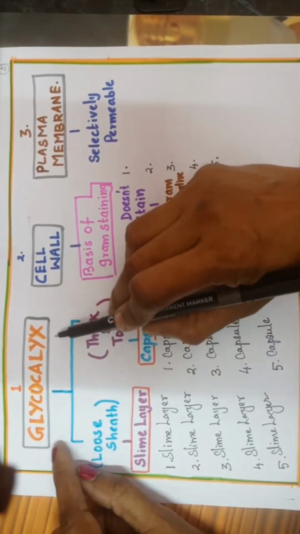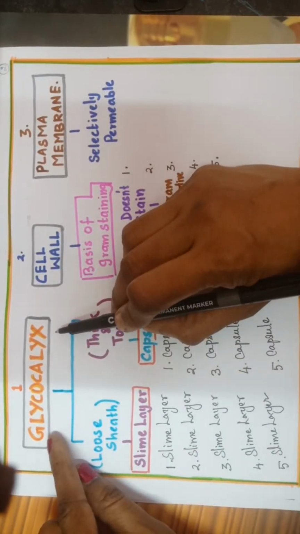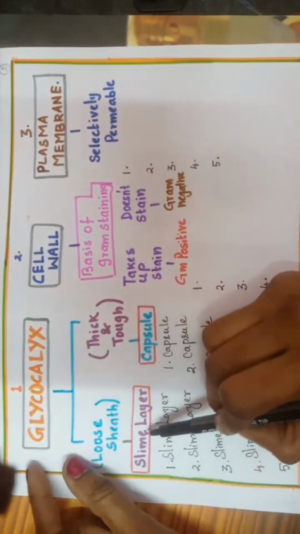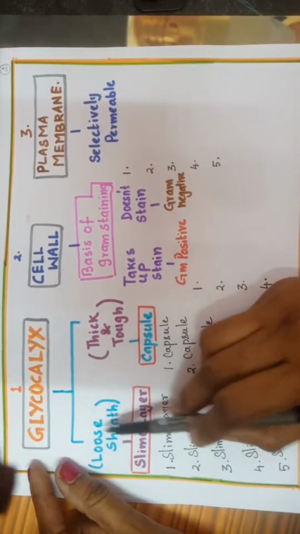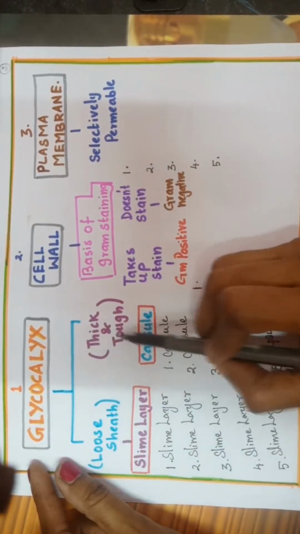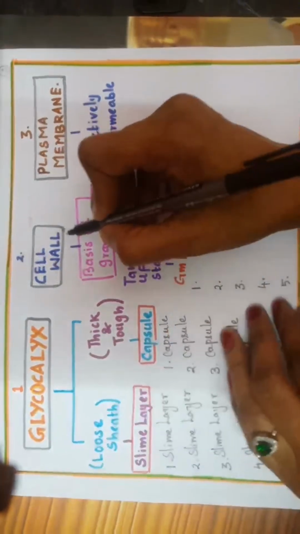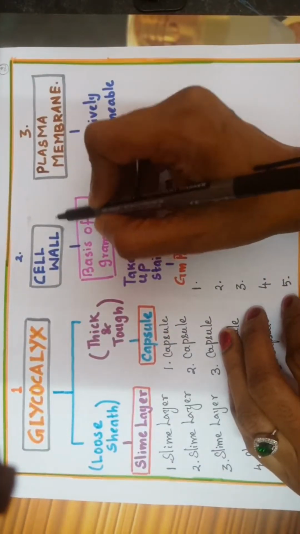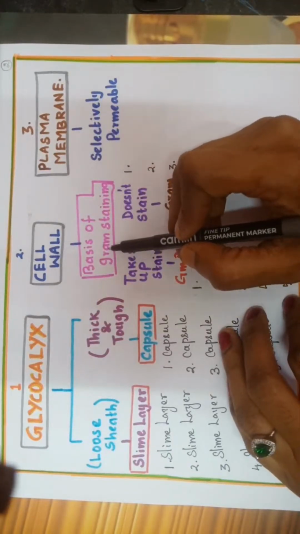Now we saw the importance of glycocalyx in NEET exam. They can ask you whether it is a slime layer or capsule, giving these words. Loose sheath means slime layer, thick and tough means capsule. Next comes the cell wall. What is the importance of cell wall? Other than shape and structural support, it is very important on the basis of Gram staining.